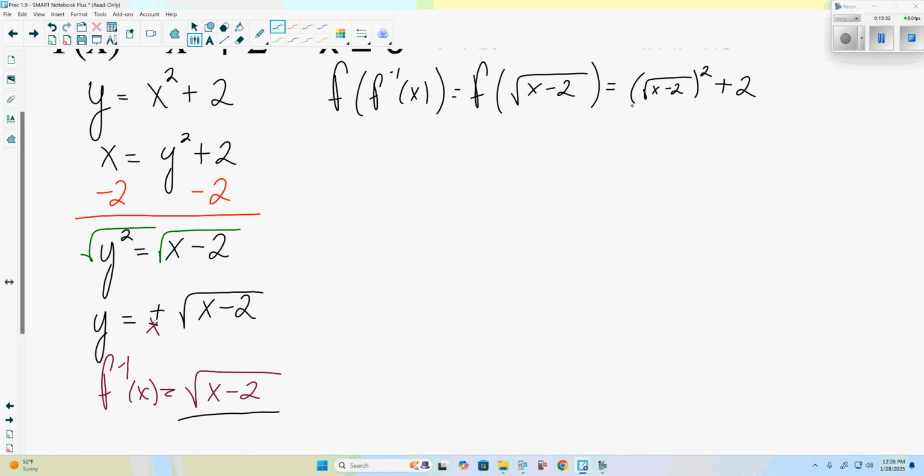So the first thing we can see here is that we have the square root squared. Well, the square root and the square would cancel, telling us that we have x minus 2 plus 2. Well, negative 2 plus 2 is 0, leaving us with x, telling us that f of f inverse of x is x.